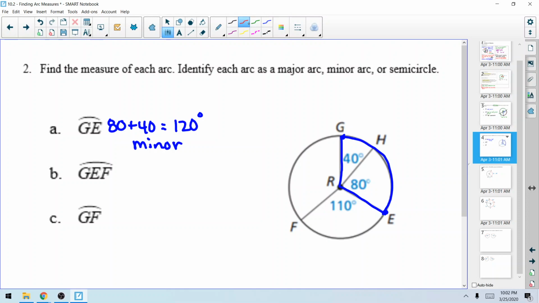GEF. G E F. Well, I already know that out here is 120, up to there. And then I know that adding on, I've got another 110. So I'm going to take my 120, I'm going to add on my 110, which gets me 230, and then that is more than 180, so major.